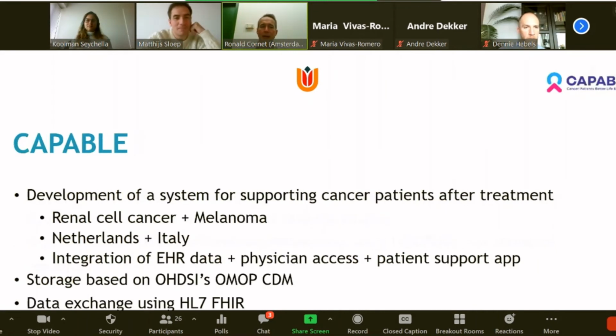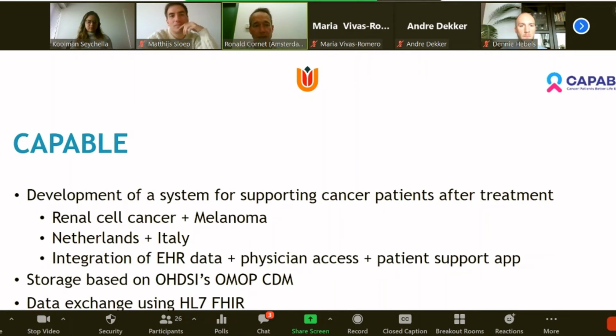So actually, in another project, CAPABLE, I think that brings together a little bit of, like you say, a nice bridge, the observational and the clinical data. There we're developing a system for supporting cancer patients after treatment. It's an interesting project because it addresses both renal cell cancer and melanoma, so two domains within cancer treatment. It's basically after immunotherapy, actually. There's the Netherlands and Italy as data providers in the project.